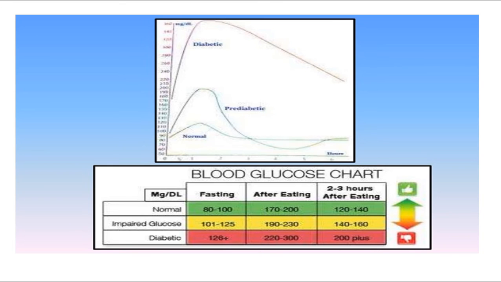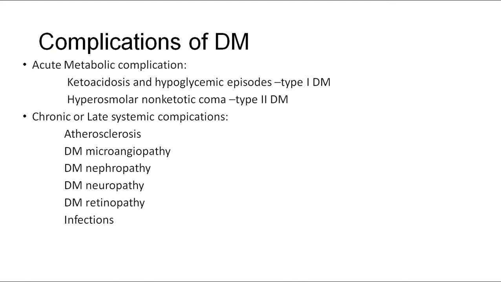Here the diagram or chart shows how the glucose level and insulin secretion behave. In a normal person, the fasting plasma glucose level is 80 to 100. After eating it becomes 170 to 200, and 2 to 3 hours after eating it remains constant at 120 to 140. But in diabetes, the level after eating is 220 to 300, and 2 to 3 hours after eating the level is 200 plus. So the person has continuous hyperglycemia that leads to all the complications of diabetes. Persistent hyperglycemia leads to complications.